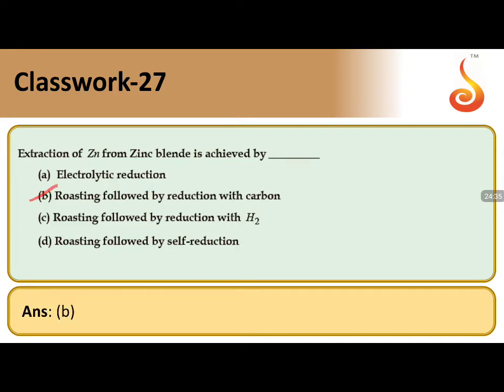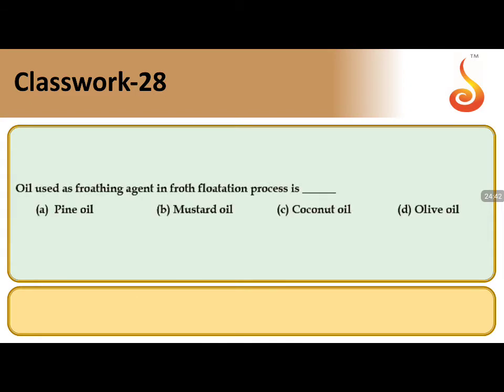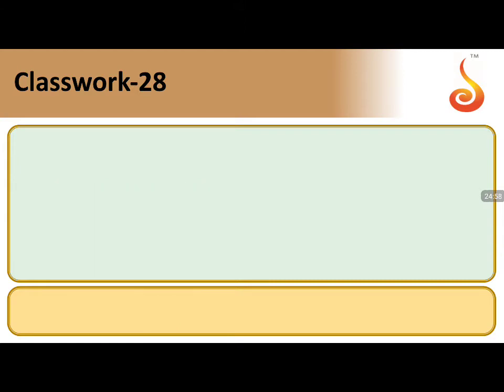I hope you understood the concept, very easy. Everything is explained in your synopsis. Go back to the synopsis if you have any doubts. Oil used as a frothing agent in the froth flotation process is pine oil. No need to go for any other option because the first option itself is satisfying. So the answer should be option A. Pine oil is the frothing agent used in the froth flotation process.